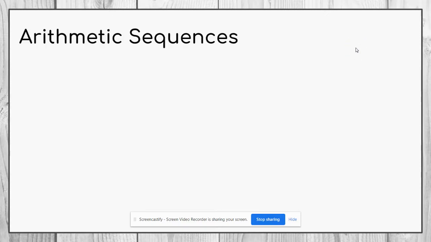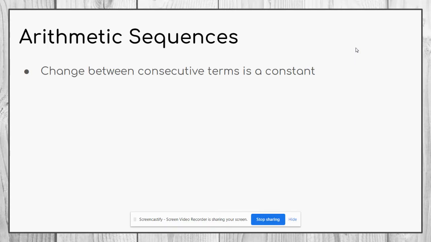So we're going to be talking about arithmetic sequences, and we're going to jot down some important things about these sequences. One important thing is that the change between terms is always a constant. And that word consecutive tells me I'm looking at terms that are right in a row. So like term 4 and 5 and 6, those are right in a row. So the change between term 4, term 5, term 6, term 7 is always going to be a constant. And it's going to be the same number that's being added or subtracted.